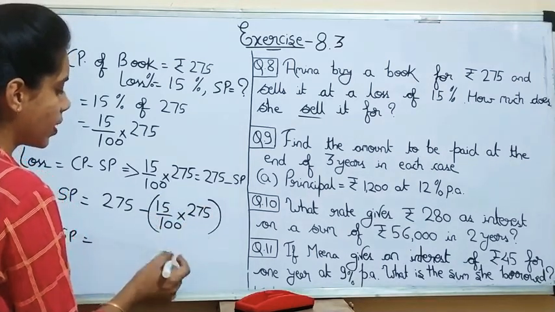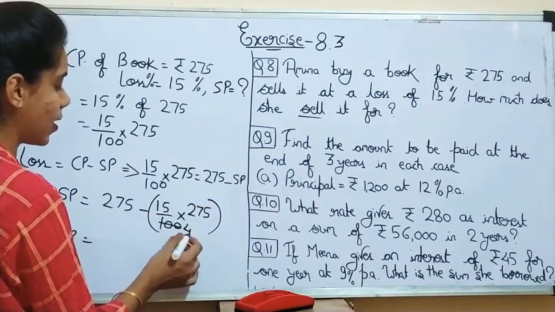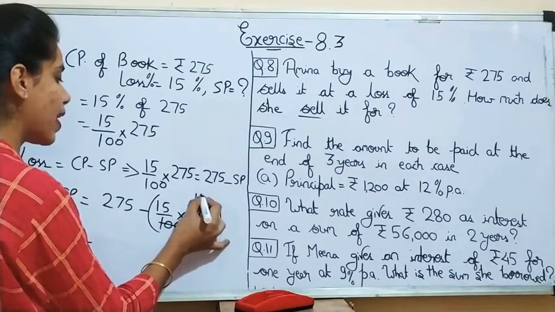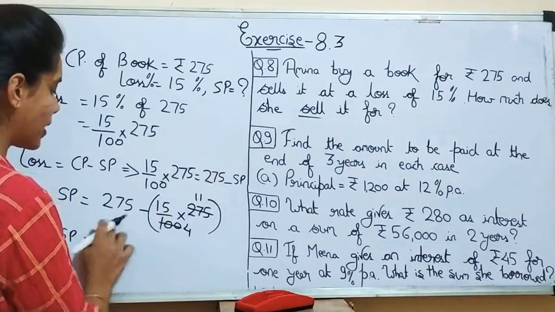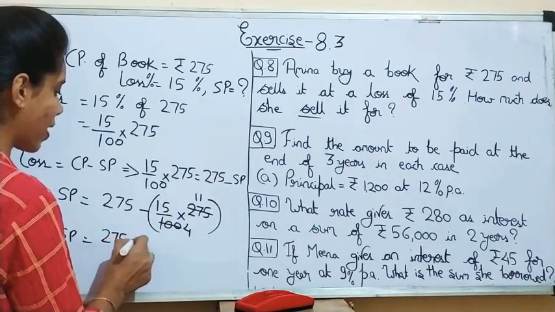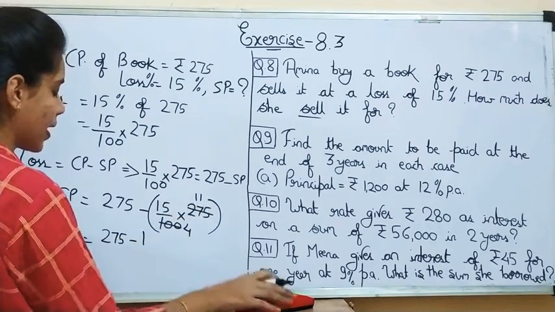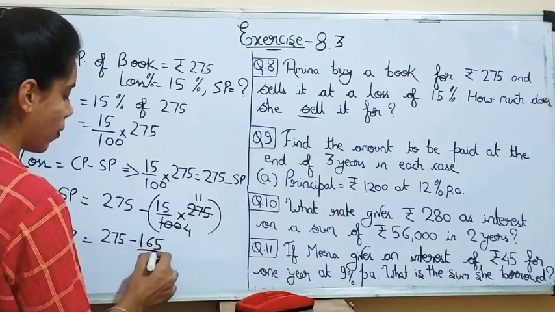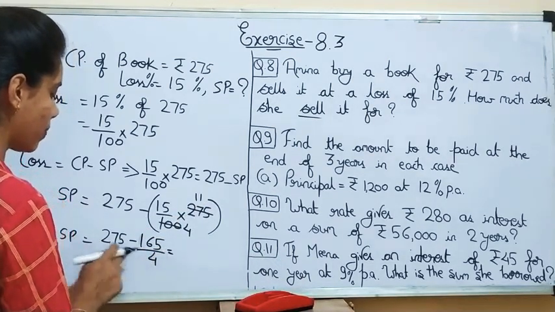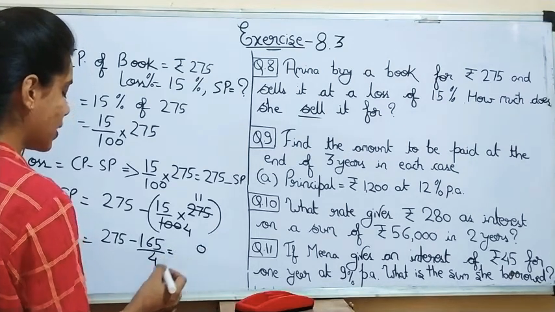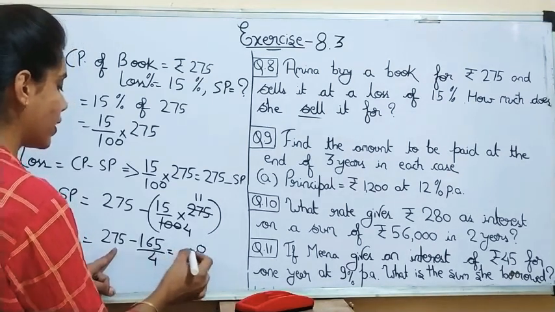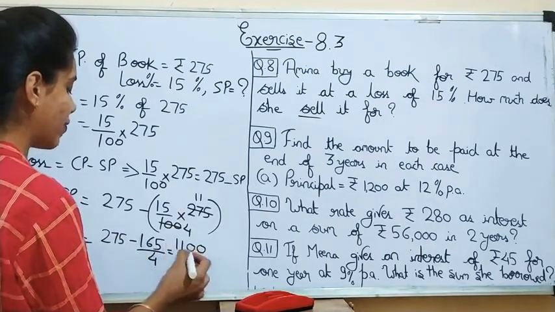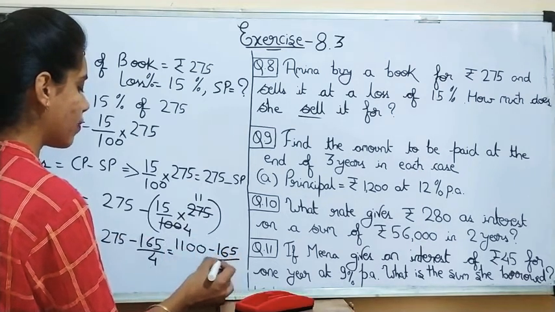Now we can cancel it out also. 15 4s are 100, 25 4s are 100, 25 1s are 25. In this way, this will come as 275 minus 165 upon 4. We multiply 275 by 4: 4 5s are 20, 4 7s are 28 plus 2 is 30, 3 left, 4 2s are 8 plus 3 is 11. So it is 1100 minus 165 by 4.